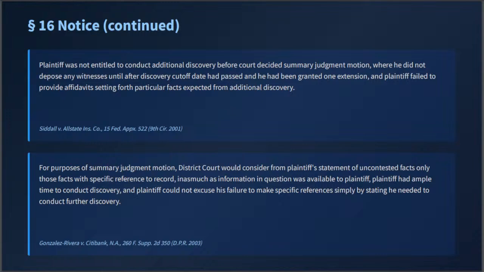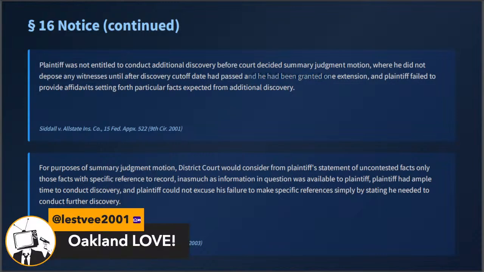And we continue with notice. The plaintiff was not entitled to conduct additional discovery before a court decided summary judgment motion, where he did not depose any witnesses until after discovery cutoff date had passed and he had been granted one extension.